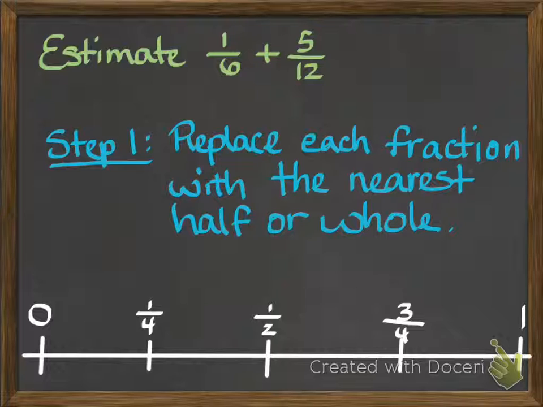Here's the first step. The first step is to replace each fraction with the nearest half or whole. In order to do that, you're going to have to know where that fraction would fall on a number line between the numbers 0 and 1. If you're not sure where that fraction would fall, there are some clues that you can use. The benchmark fractions that you really have to know are 1/4, 1/2, and 3/4. If you know those, that's going to help you.